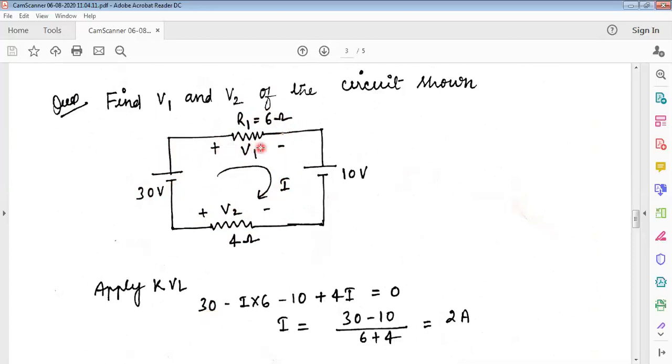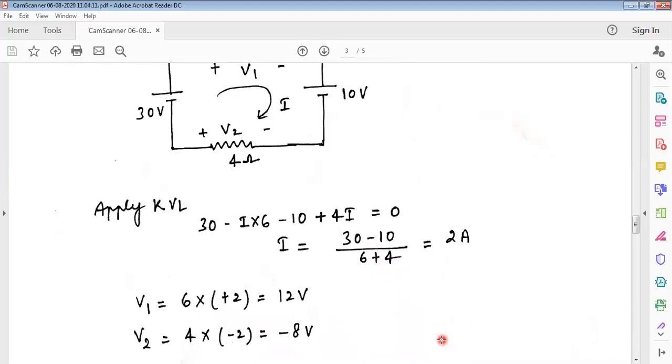Now for this drop, 6 into I is V1, and I am moving in the same direction as the current, so take that as a minus: minus 6I. Then the positive is coming first, so take it as a minus. Now I am moving in the same direction, but minus is coming first, so I have written 4I, equal to 0. Now calculate the current. The current will be 30 minus 10 divided by 6 plus 4, equal to 2 ampere.